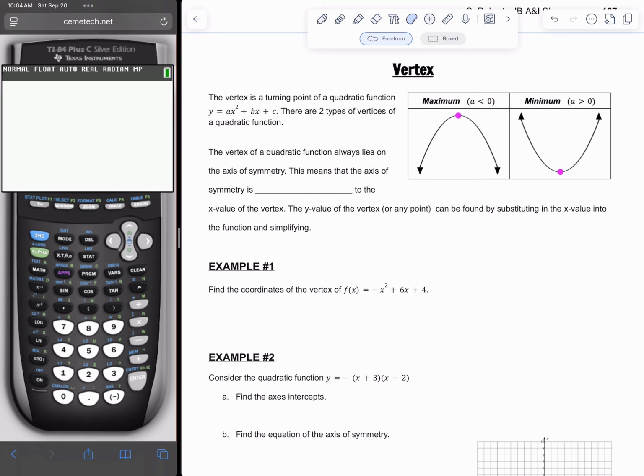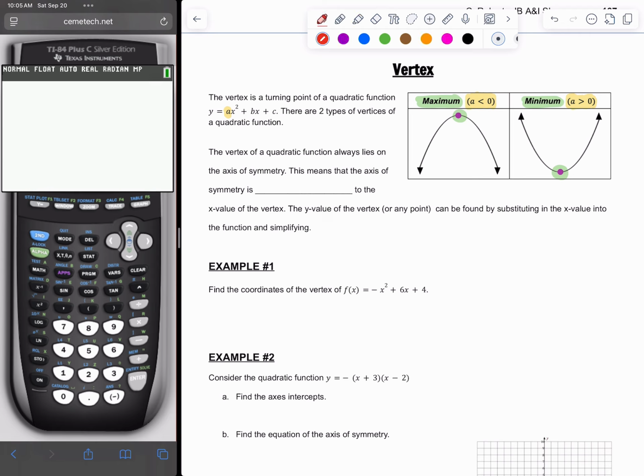All right, so let's talk about vertex. A vertex is a turning point of a quadratic function, which is in the form of y is equal to ax squared plus bx plus c. There are two types of vertices of a quadratic function. We have a maximum, which means you have a high point, and then we have a minimum, which means we have a low point. Your maximum is going to occur because your a value is less than 0. And when I say a, I'm referring to the a in the standard form of the equation. And if you have a minimum, that means that your a value has to be greater than 0.